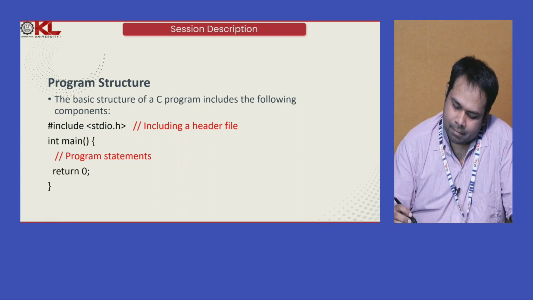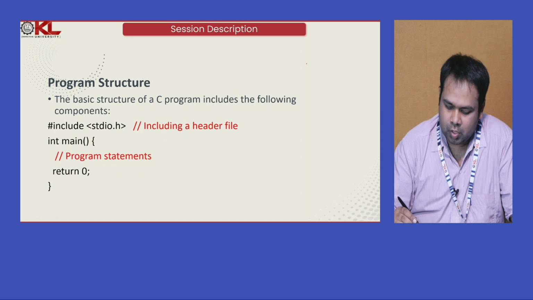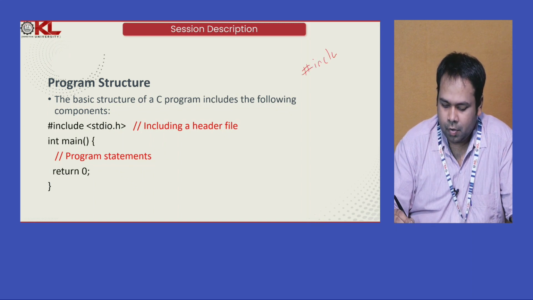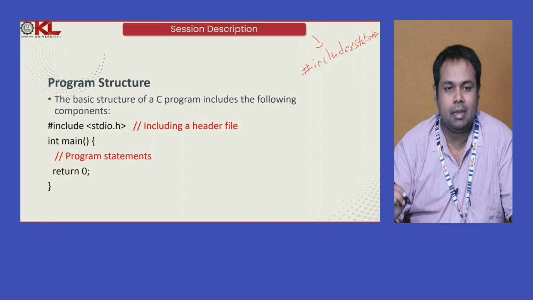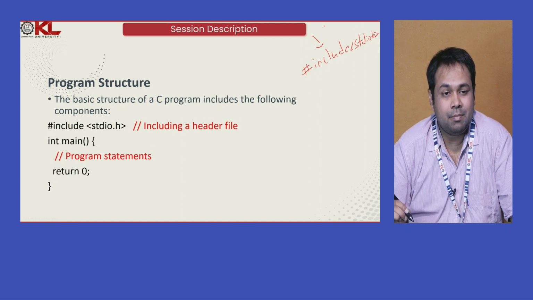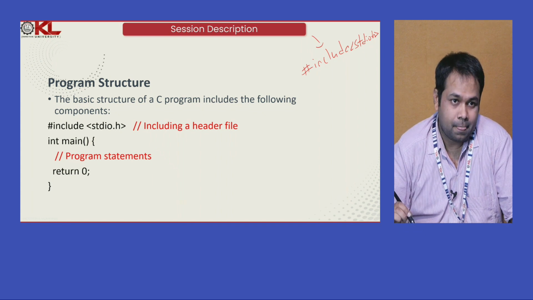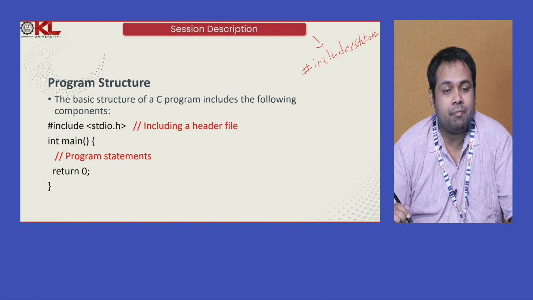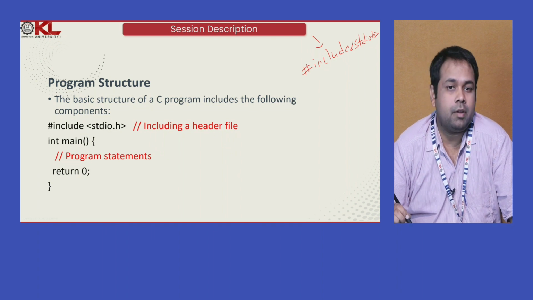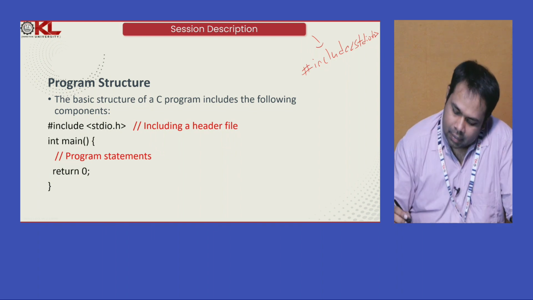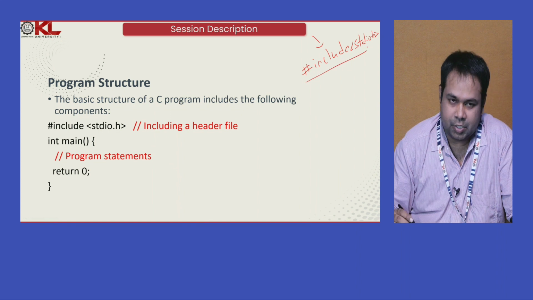Any program should start with a header file, and the header file is hash include stdio.h. What does it mean? What is the purpose of including the header file here? What will happen if we are not including any header file? Let me elaborate this explanation.